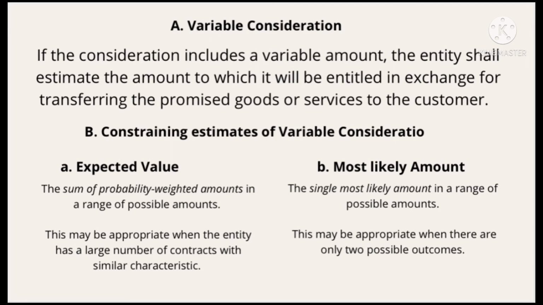This may be appropriate when the entity has a large number of contracts with similar characteristics. Second is the most likely amount. The single most likely amount in a range of possible amounts. This may be appropriate when there are only two possible outcomes. For example, an entity either achieves a performance bonus or does not.